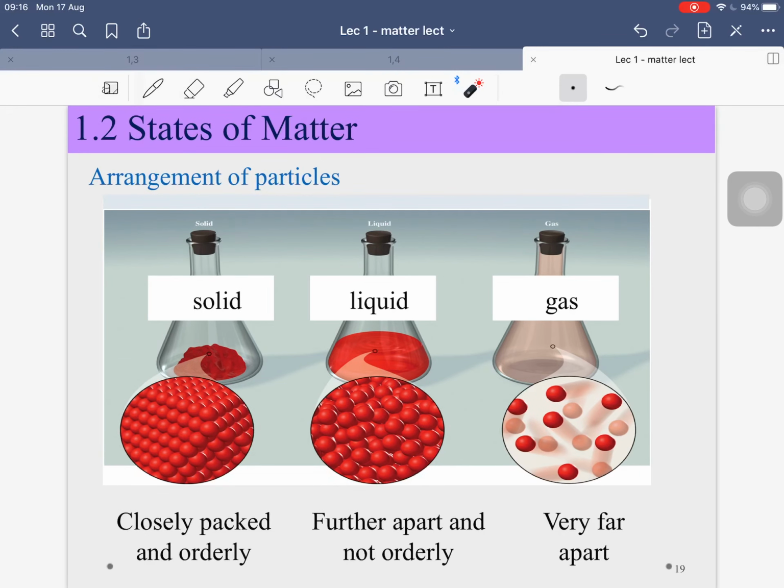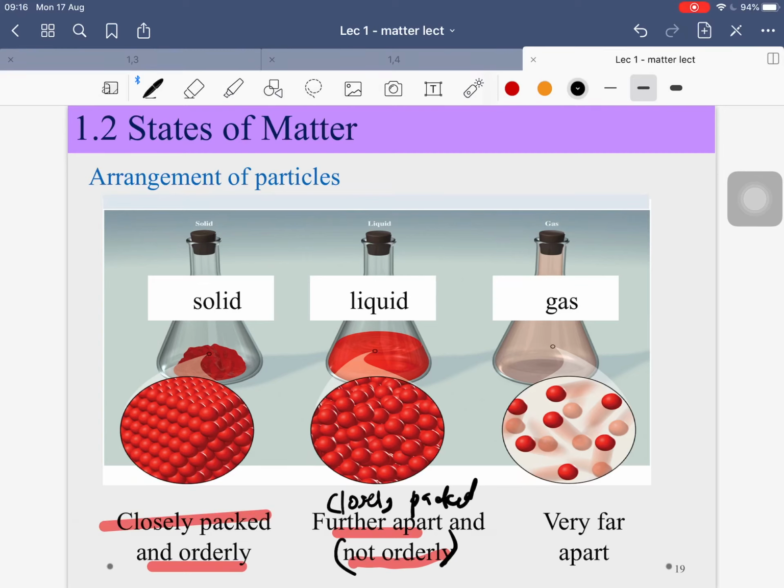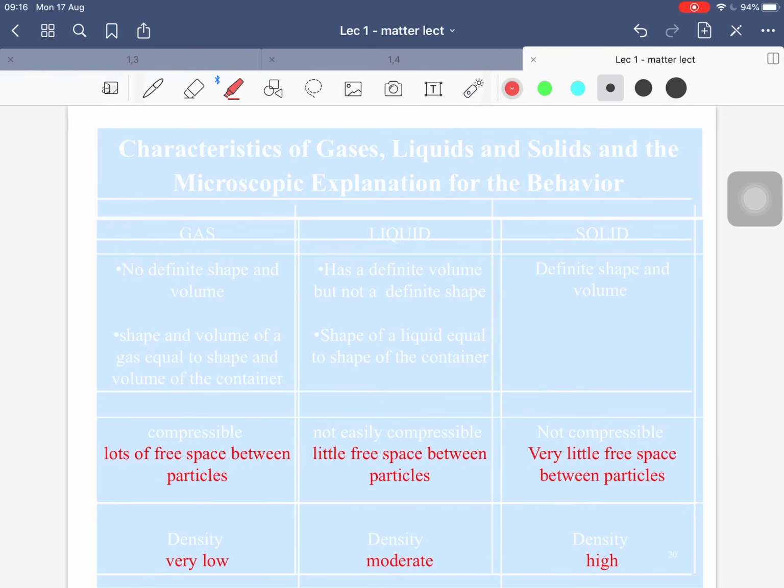Now, the arrangement of particles for solid, as I said before, is closely packed and orderly. Meanwhile, for liquid, they're a bit further apart and not orderly, though comparably they're still closely packed. And for gas, you can say they're very far apart. These three, you should mention in a way that you are comparing the arrangement of particles.